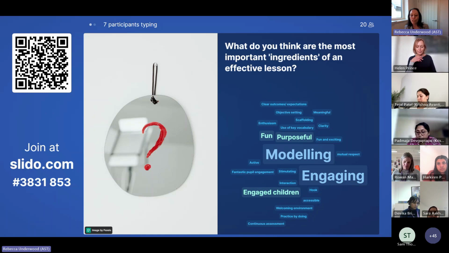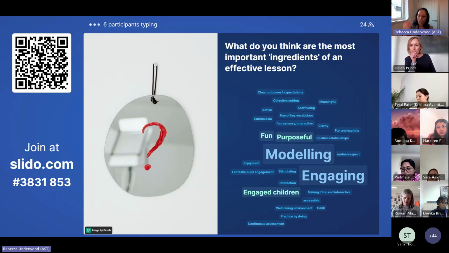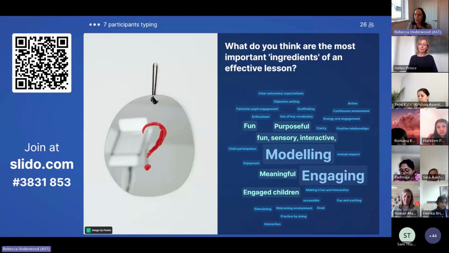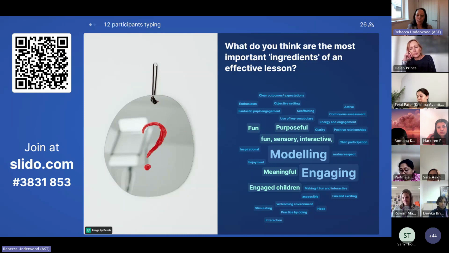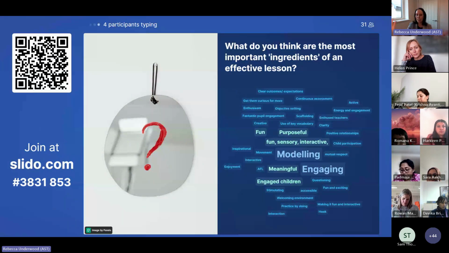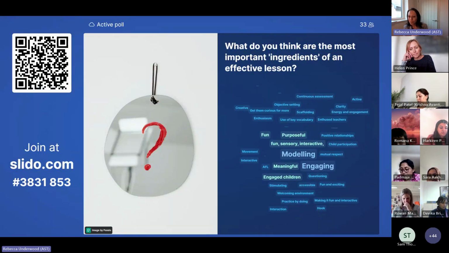Engage children, continuous assessment that's ongoing. It's what you do naturally as educators in your room. Things that are simple, but they work. Enthusiasm, clear outcomes, being active. I strongly agree with that. Some children and teachers need to walk around the room and just be active and creative at every possible moment. Anything good that you can see there, Helen?